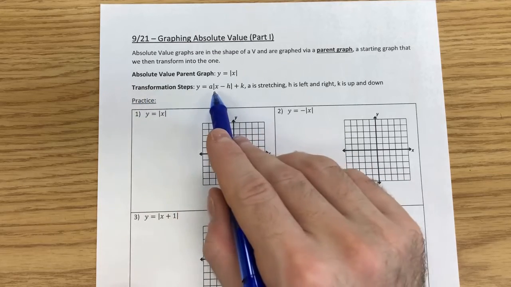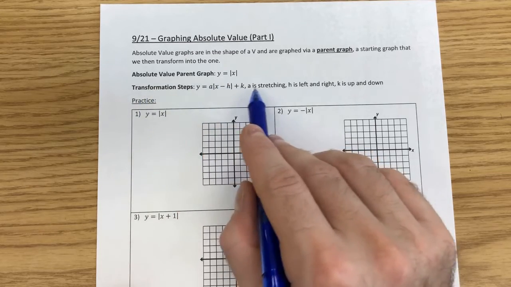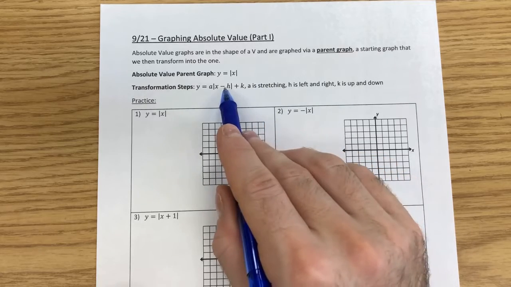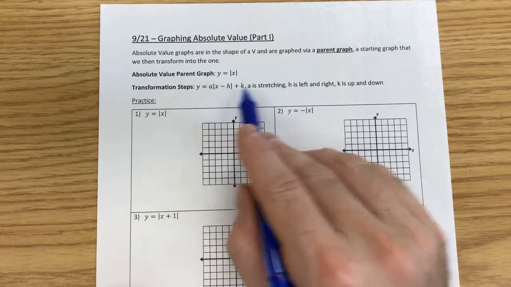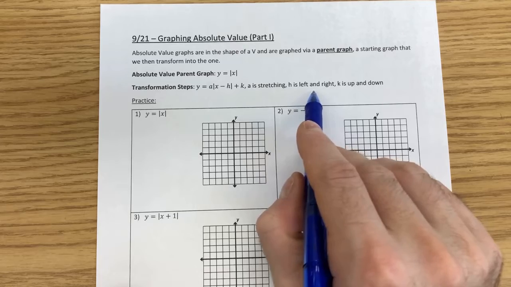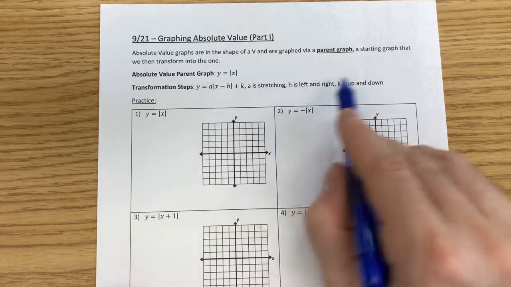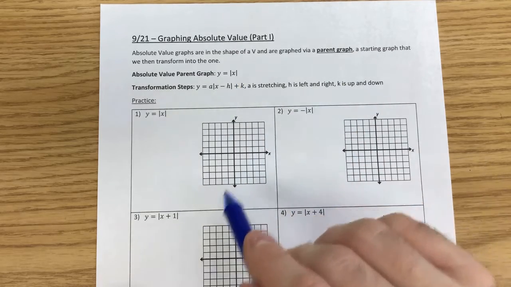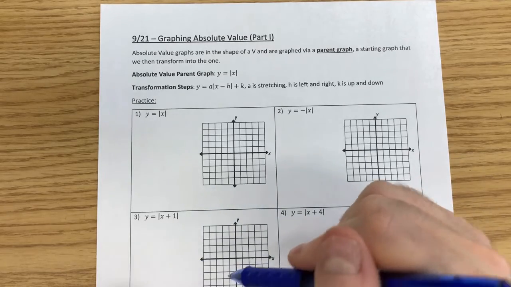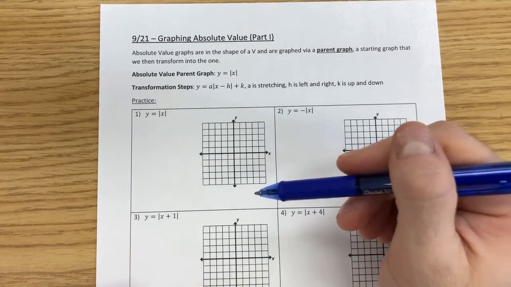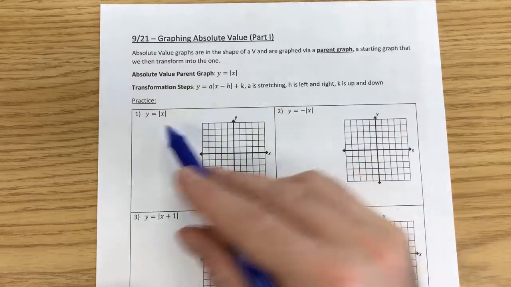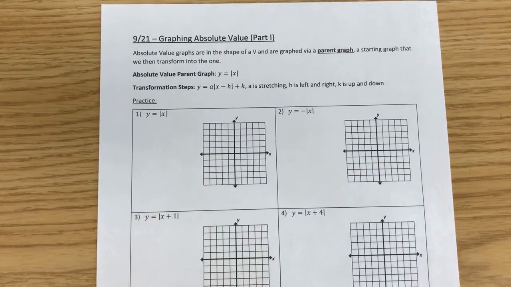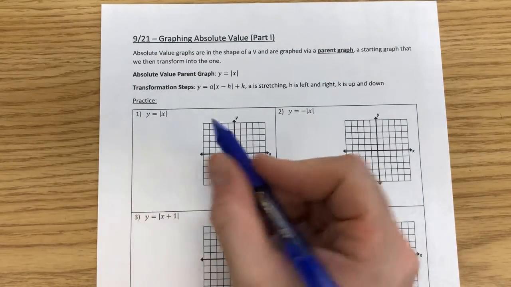So the transformation steps here are, if I multiply it, we're going to be stretching it. If I add or subtract inside the brackets, I'm moving it left and right. If I add or subtract outside the brackets, I'm moving it up or down. So the first thought you might have is, okay, what does the parent graph look like? So let's go ahead and graph that. This is the parent equation.